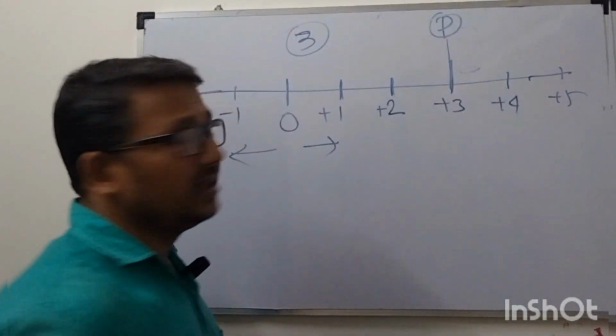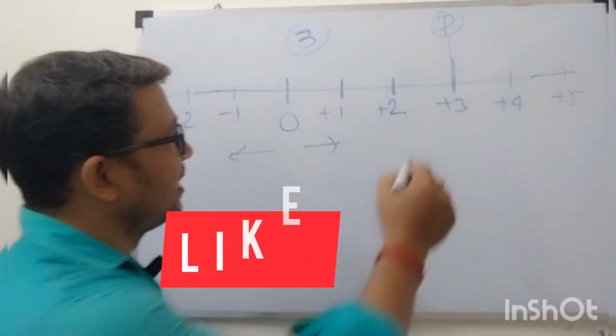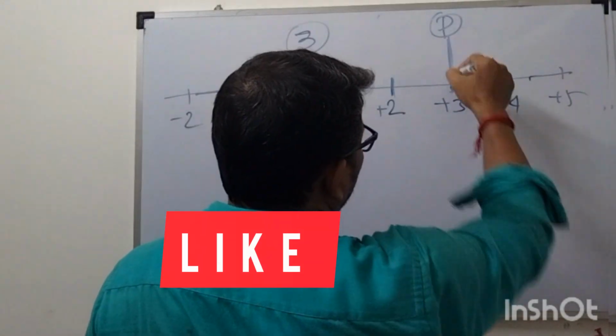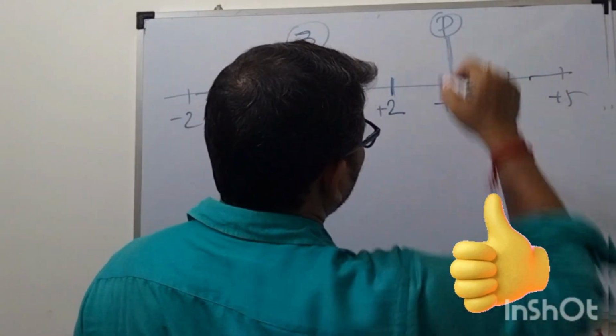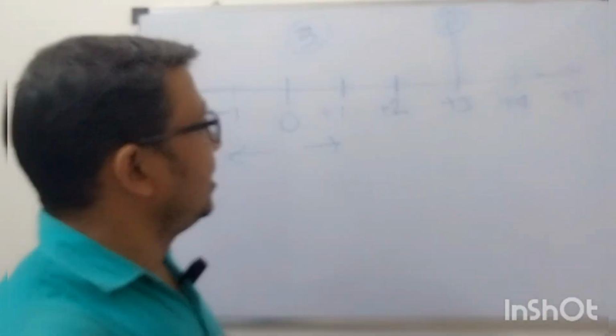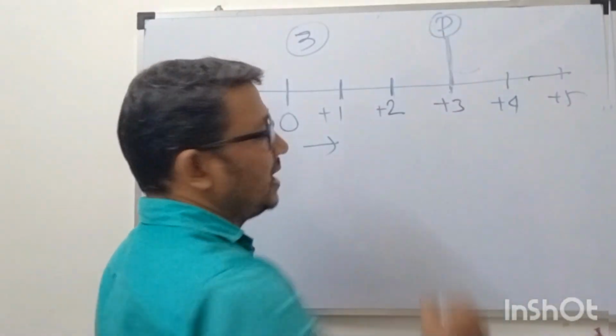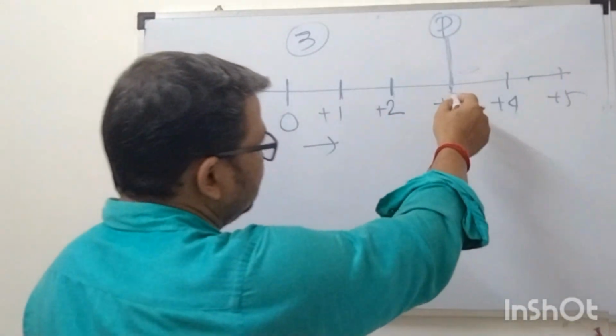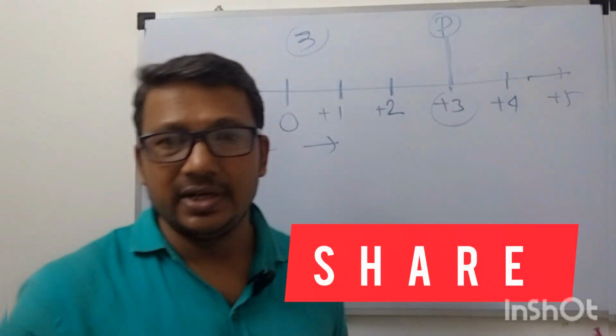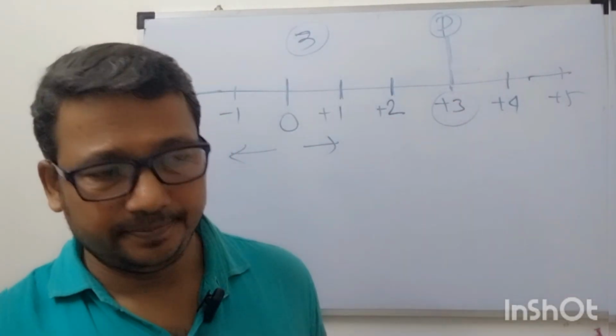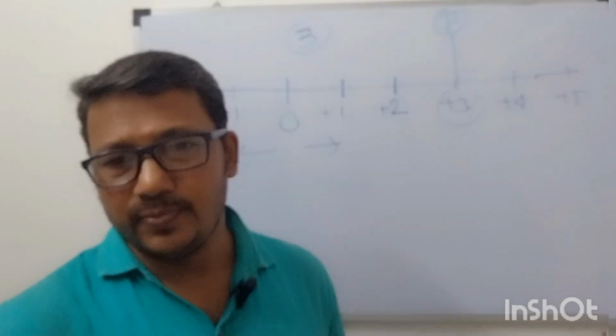Now after finding the number plus 3 on the number line, let us make this line a little bit longer or higher, and then write here P, and we can see that the number plus 3 is denoted at the point P on the number line. This is a very easy process.